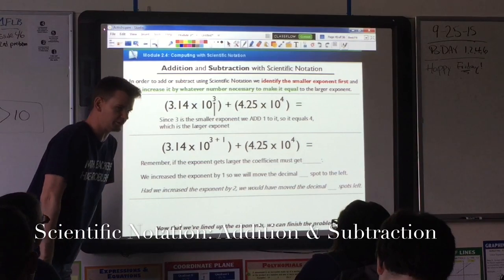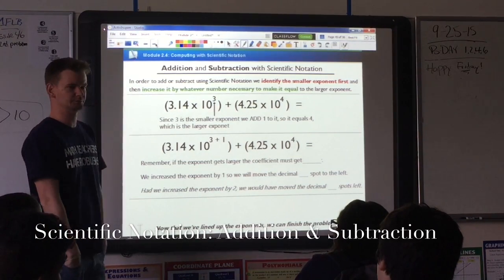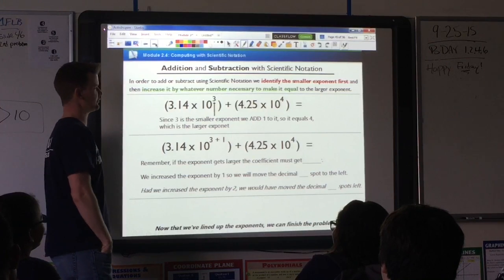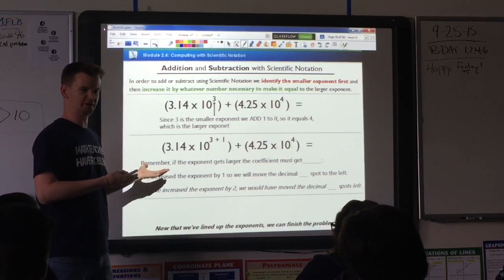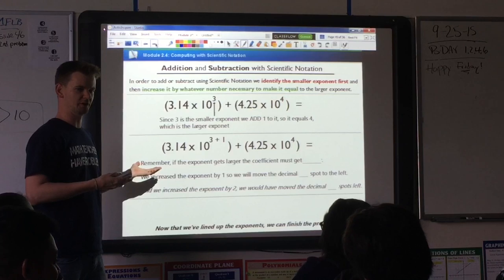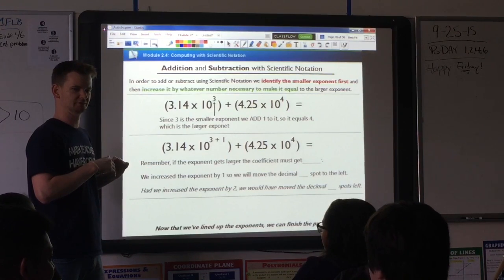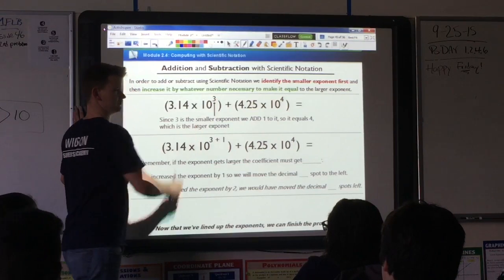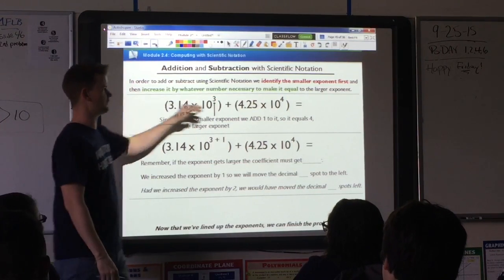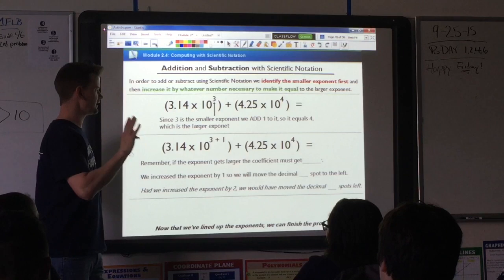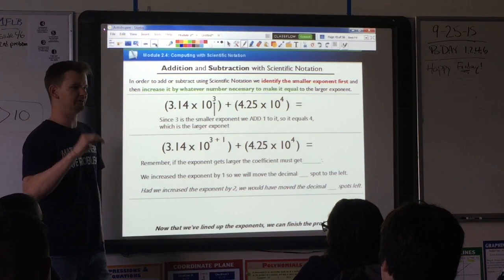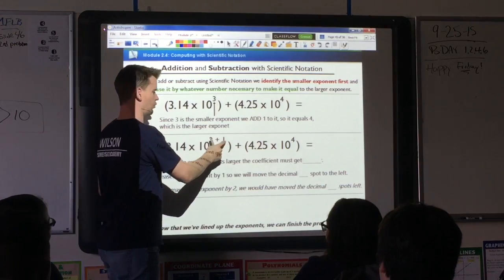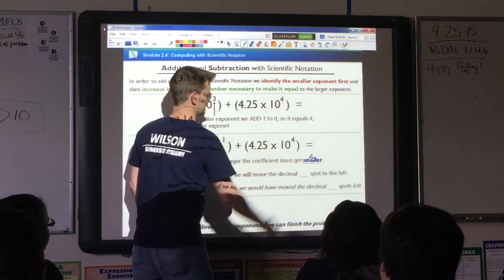That means that we look at the two exponents and we ask ourselves, which one of these exponents is smaller? Shimon, which one's smaller, 3 or 4? 3 is smaller than 4, right? Okay, so we go to 3. Whatever we have to add to 3 to turn it into 4, that's what we're going to do. What can we add to 3 to make it 4? 1. So we're going to add 1 to 3.